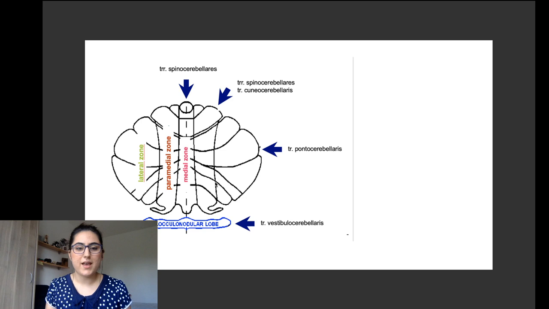Yeah, so this is, again, taken from Marek's lectures. You can see that we've got these three different zones and these different tracts that are coming in. So if it's coming in, is it afferent or efferent? It's afferent, right? So we have all these different tracts coming inward into my cerebellum.